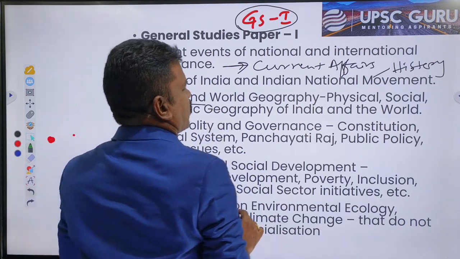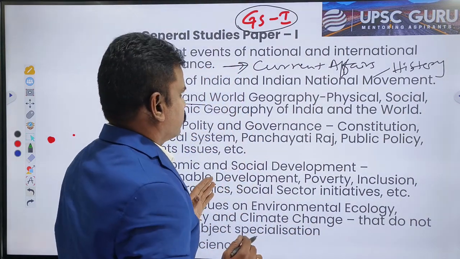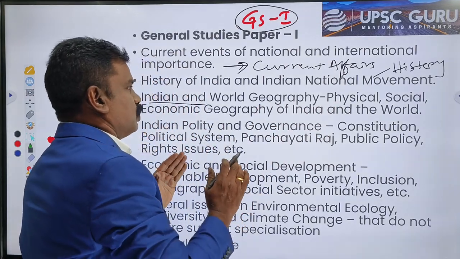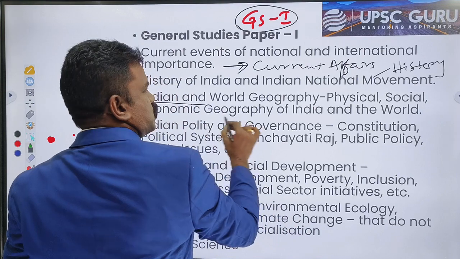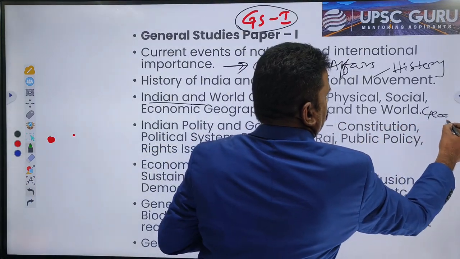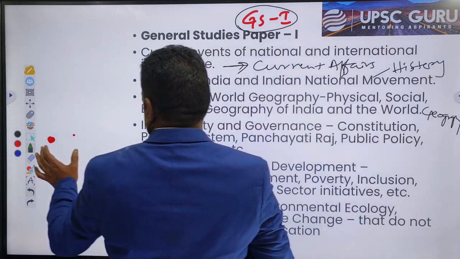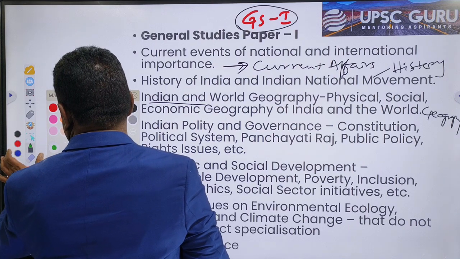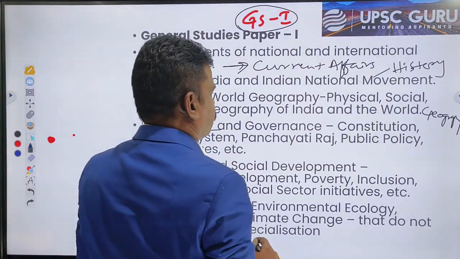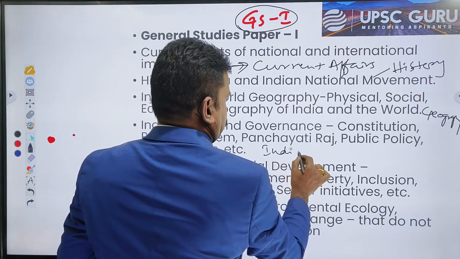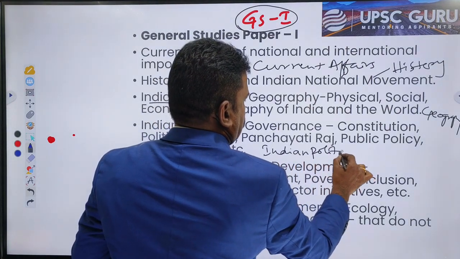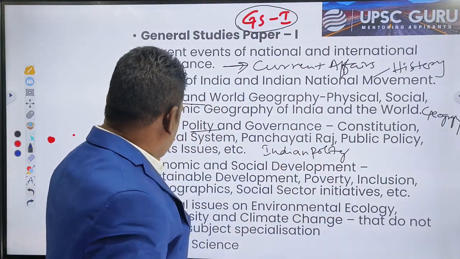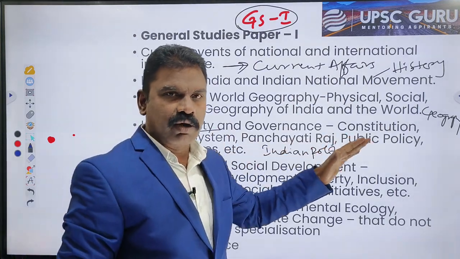Next, Indian and world geography: physical, social, economic geography, and geography of India in the world. This is geography. Next, another part is Indian politics: constitution, political system, panchayati raj system, public policy, and rights issues. This is also called Indian polity and governance.